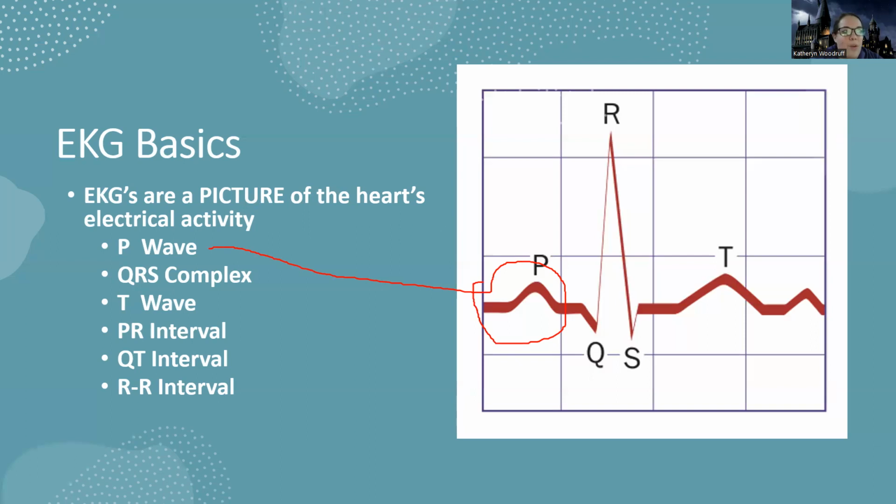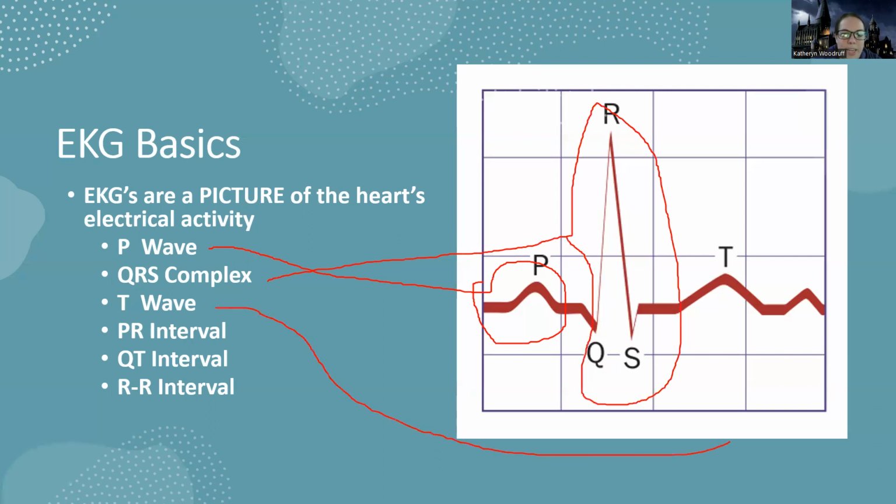So we have our P wave here, which is the little small hill before the pointy thing. When you hear me talk about the pointy thing, it's this QRS here. The T wave is this here, and I know these are all labeled.